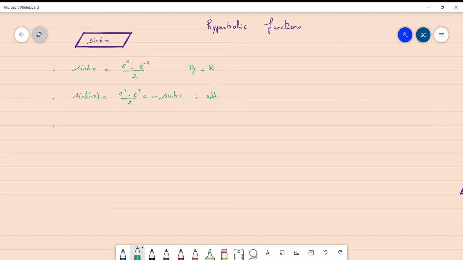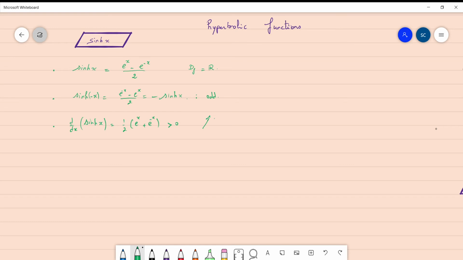What else now? What about the derivative? The derivative of sinh x: if you differentiate, you will get half of e^x plus e^(-x). So it's a strictly positive function. That is, my function is an increasing function. So the monotony sign is increasing.